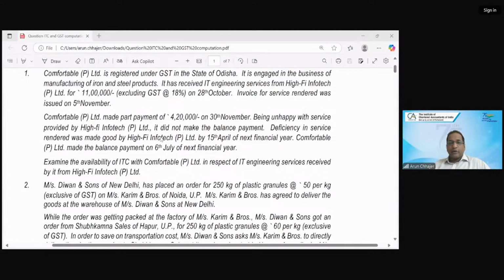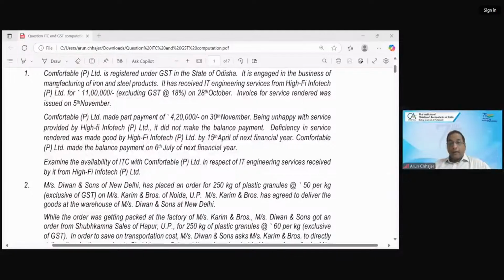Because the question is asking only for the ITC component, you can simply say that along with interest, it is required to be reversed. If he's asking to calculate the amount of the interest on the ITC, then you simply calculate it multiplied by 18% per annum.